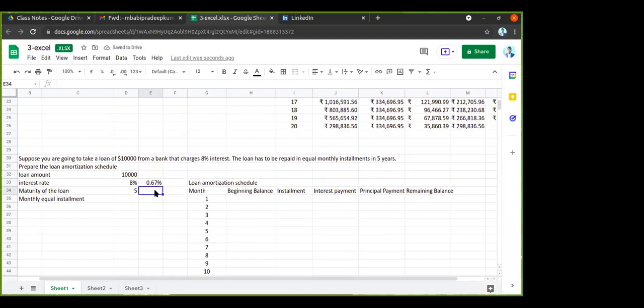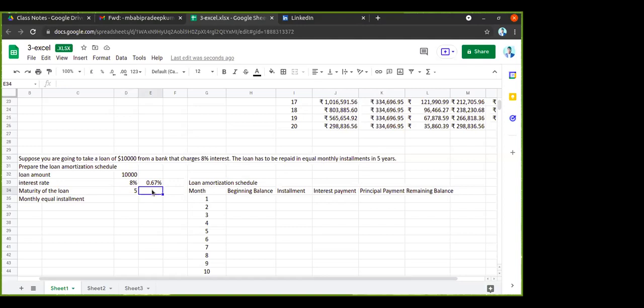Then the maturity of the loan is 5 years, and we are paying the loan in equal monthly installments. So we need to convert the maturity of the loan into months.